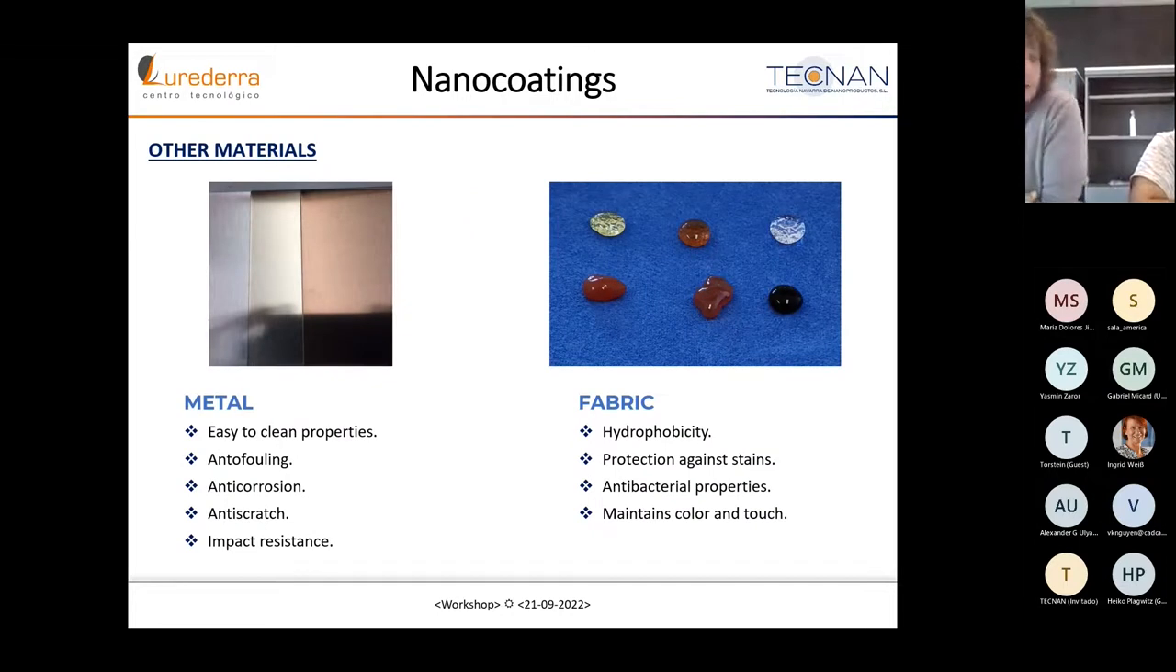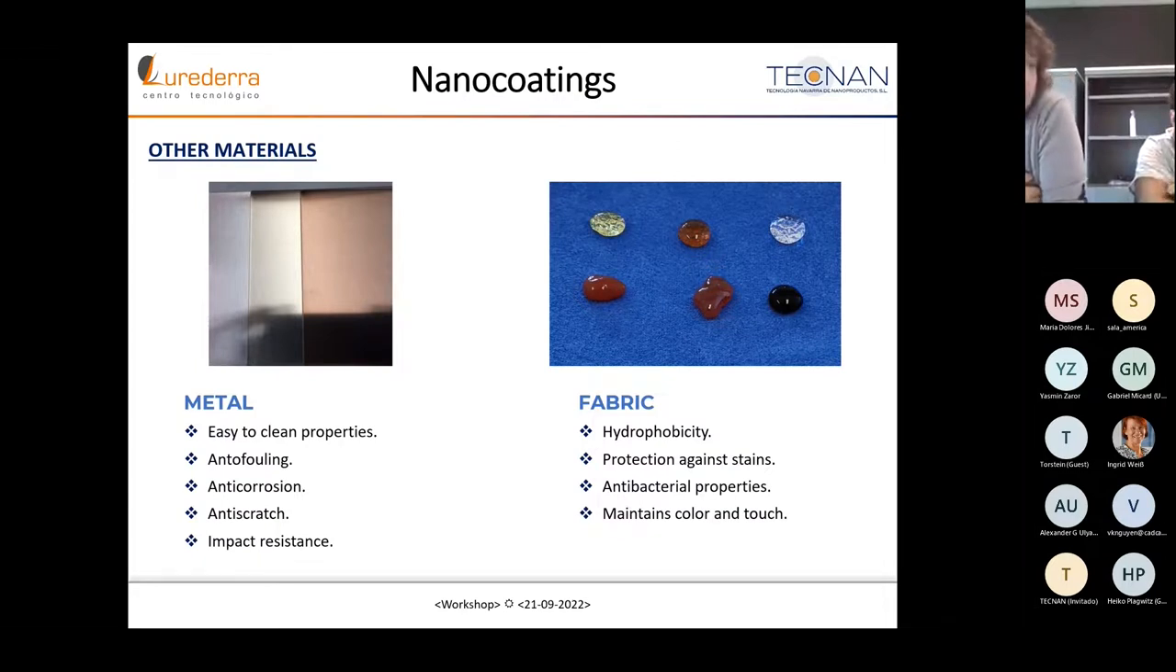Following with other materials, we are able to coat different substrates such as metal or fabrics, giving them different properties. In metal, easy to clean properties can be used, for example, in industrial kitchens, or giving them anti-fouling or anti-corrosive properties that can be used in offshore farms or different elements that are in contact with, for example, sea conditions and sea water, in order to protect them from corrosion.